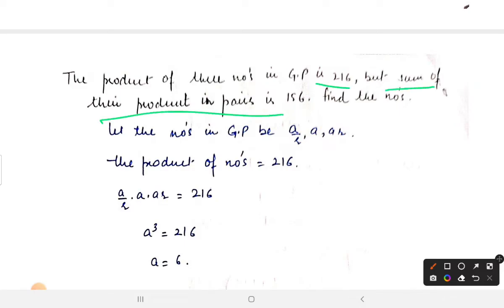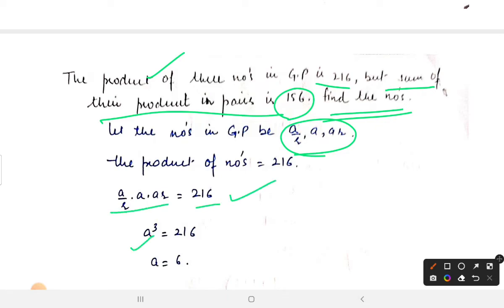The product of three numbers in GP is 216, but the sum of their products in pairs is 156. Find the numbers. We have three numbers in GP whose product is 216. So we will prefer to take the numbers as a upon r, a and ar, because the product is given to us. So take their product, which is equal to 216.